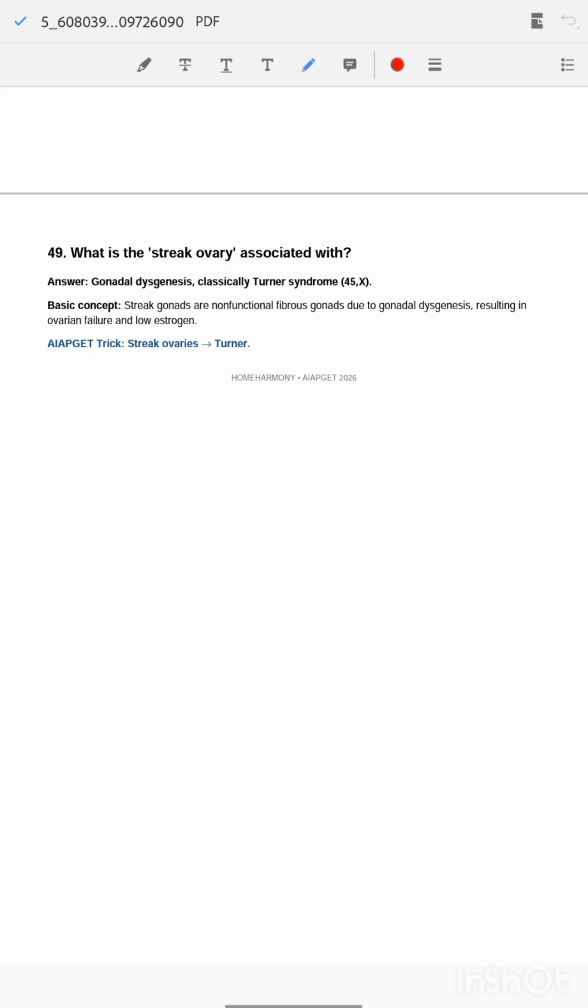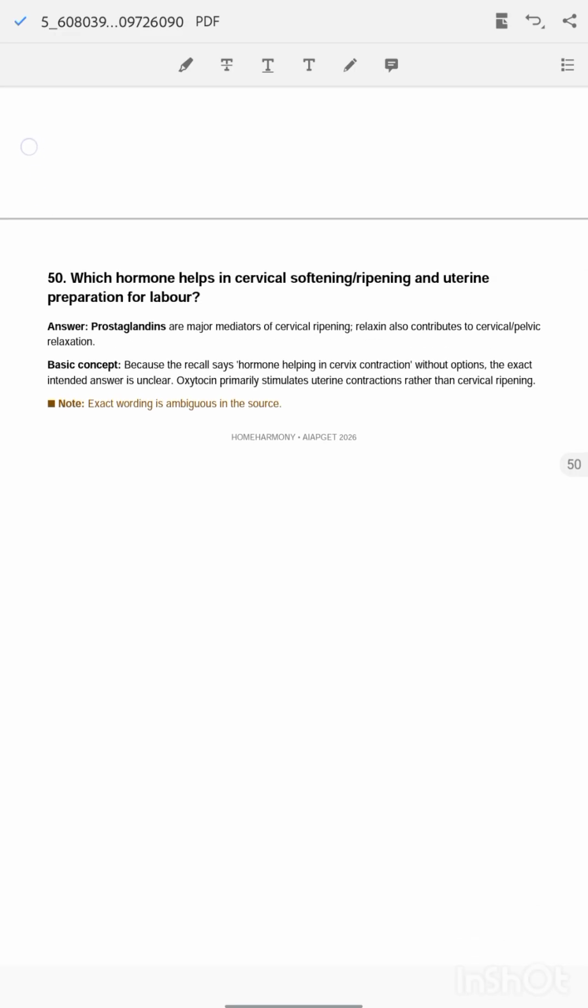What is the streak ovary associated with? Streak ovary is associated with gonadal dysgenesis, classical Turner syndrome, that is 45X. Which hormone helps in cervical softening and uterine preparation for labor? It is prostaglandin, which is the major mediator of cervical ripening, whereas relaxin produces relaxation.